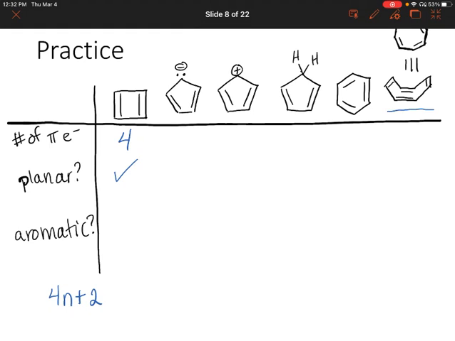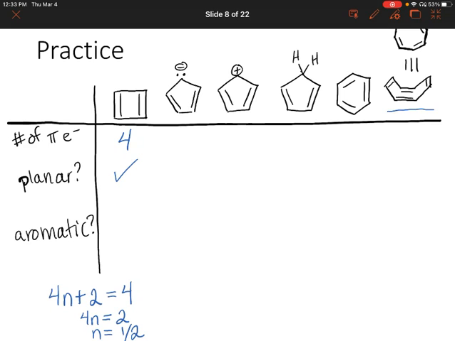So for our first molecule, we know that we have 4 pi electrons. So we'll set our 4n plus 2 equal to 4. And then let's solve for n. So let's see, if we subtract both sides by 2, we get 4n equals 2. And we'll divide both sides by 4, so n is equal to 1/2.